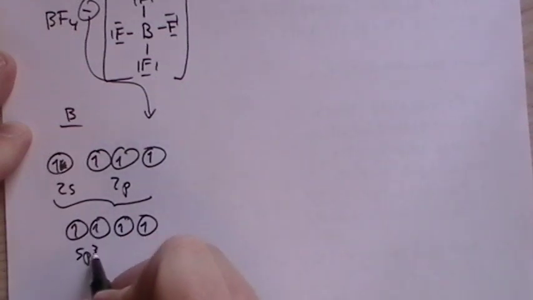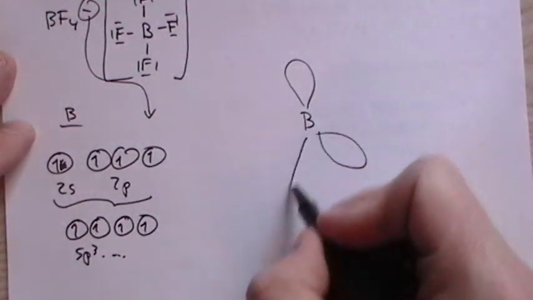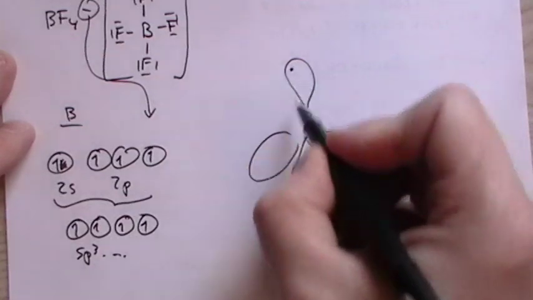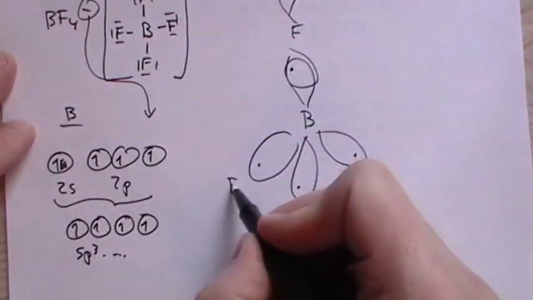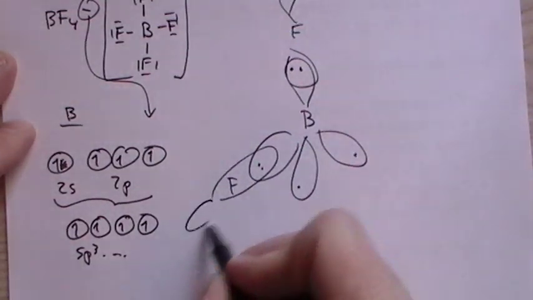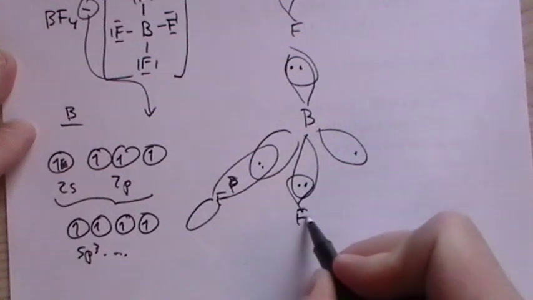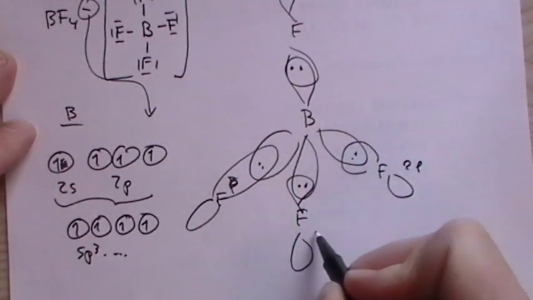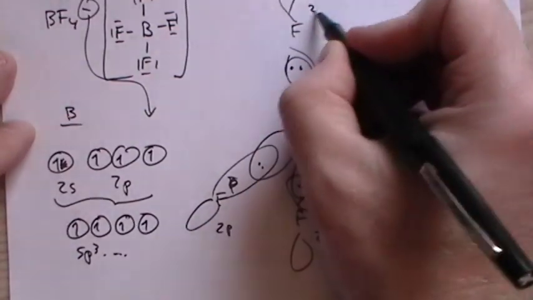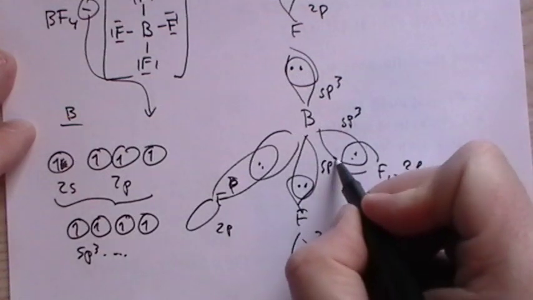Then we get sp3 for each of these. Do it very quickly here. This is tetrahedral. The fluorine comes in, completes the bond. Oops. And these are 2p's, 2p, 2p, 2p, sp3, sp3, sp3, sp3.